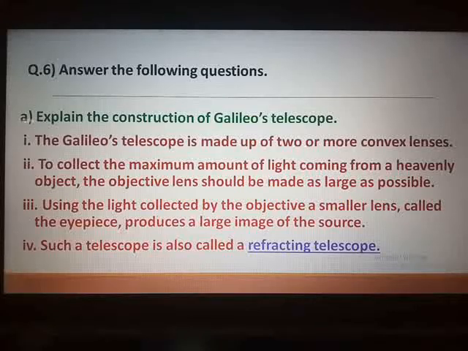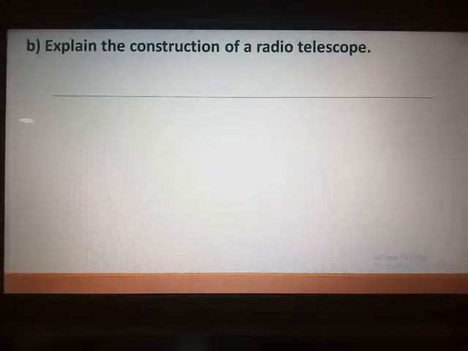Question number 6B, page number 214. Explain the construction of a radio telescope. Explain the construction of a radio telescope. Page number 212, first paragraph. Page number 212, first paragraph. First line you have to add somewhere over there.